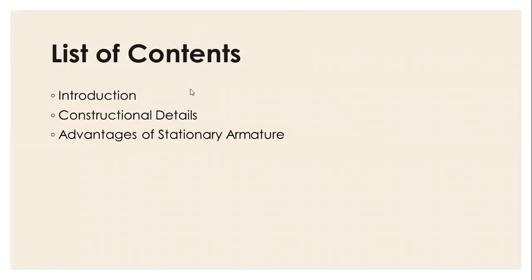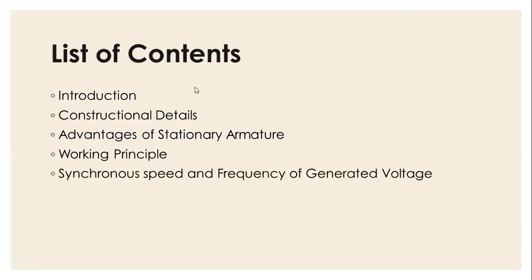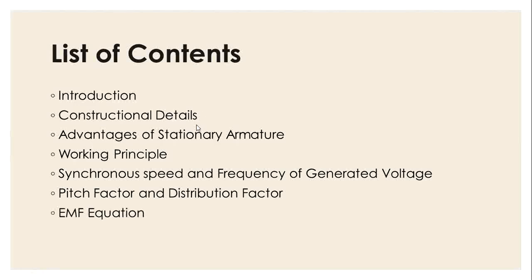Then the advantage of stationary armature, or we say advantage of rotating field, followed by the working principle of the three-phase synchronous generator. Then we shall see what synchronous speed is and what the frequency of the generated voltage is. Then we will also understand the two important factors, that is pitch factor and distribution factor in the synchronous generator. And finally, we will derive the EMF equation of the three-phase synchronous generator.